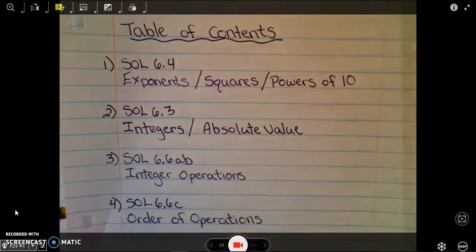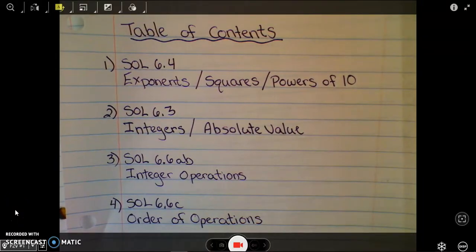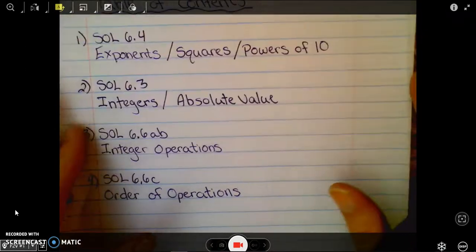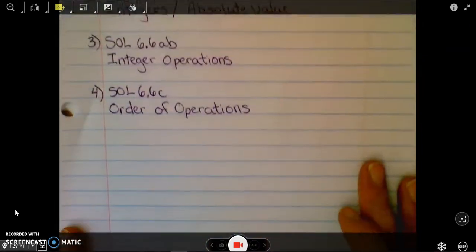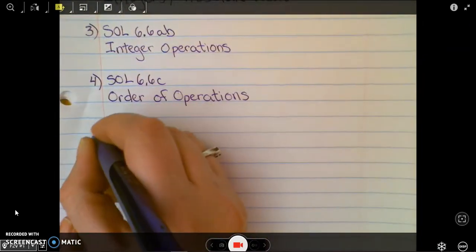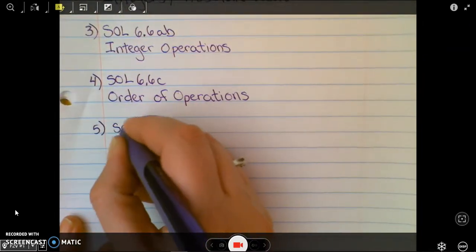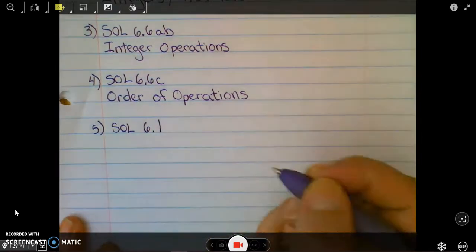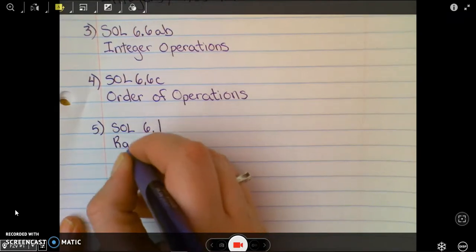Alright, so we're going to start by adding to our table of contents. So we're going to skip a line and add Unit 5. And this is going to be SOL 6.1 ratios.